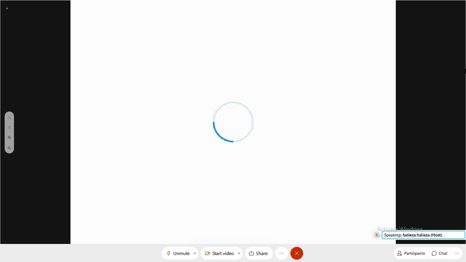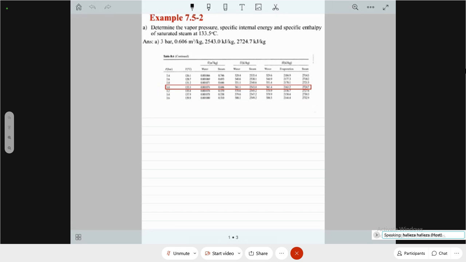Ouch. Not getting it. Why? I'm not getting it. Okay, can you see, guys? The example 7.5.2.